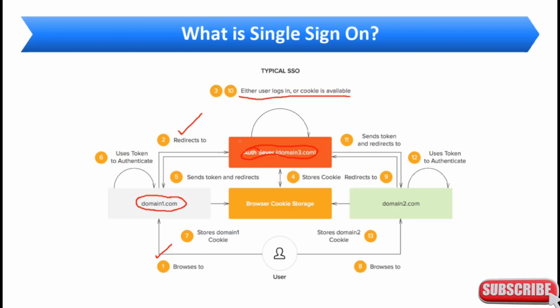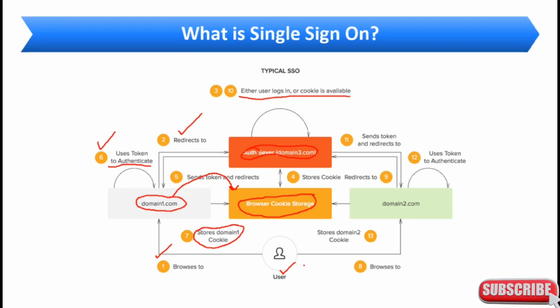Once this authentication server verifies that this user is legitimate, it stores the cookie in the browser cookie storage. Then this domain sends a token to the browser cookie storage and checks whether this is a legitimate user or not. After that, it uses the token to authenticate the user, and finally the user gets logged in and it stores the domain 1 cookie in the browser cookie storage.